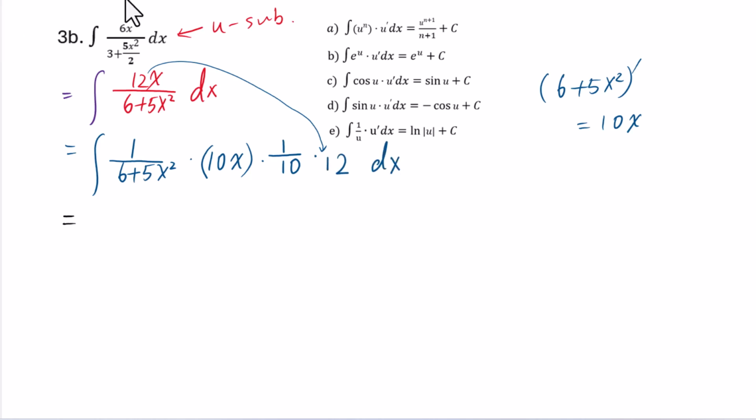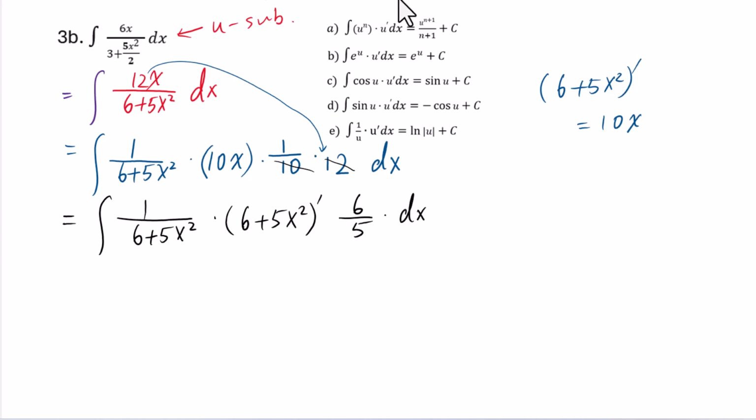dx equals integral 1 over 6 plus 5x squared times (6 plus 5x squared)', reduce, 6 over 5 dx. We got to use this formula now. Equals natural log of absolute value 6 plus 5x squared times 6 over 5. Put the 6 over 5 before natural log, then plus c.